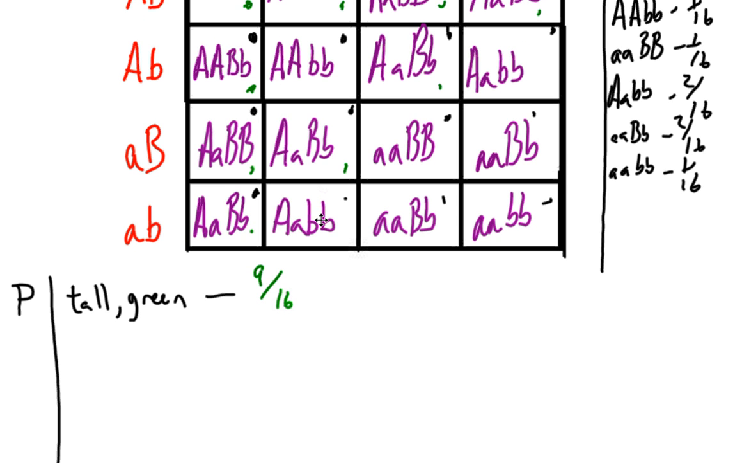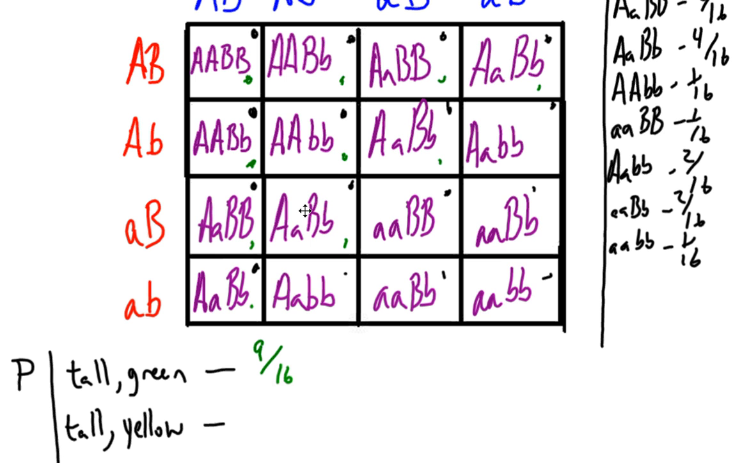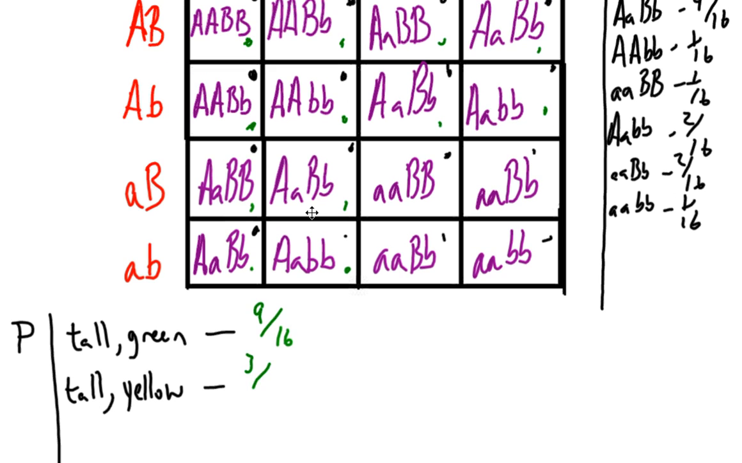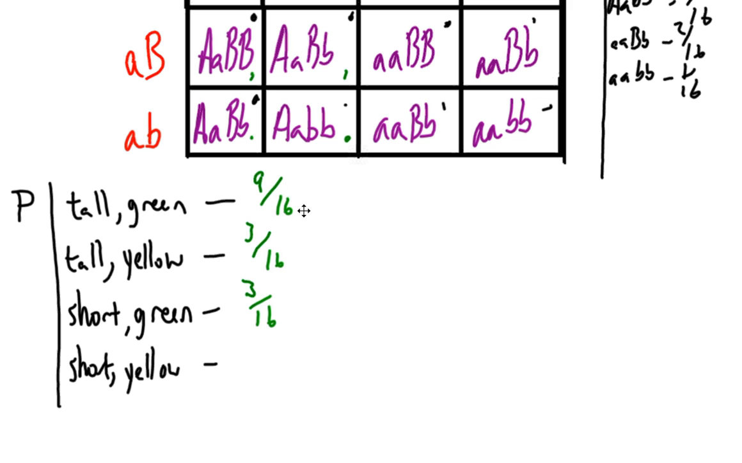What about tall yellow? Well, tall yellow, save you the suspense. There's going to be 1, 2, 3 out of 16. And then short green, that you could already tell me. There's going to be 3 out of 16 of those. And then lastly, all recessive short yellow, 1 of 16.